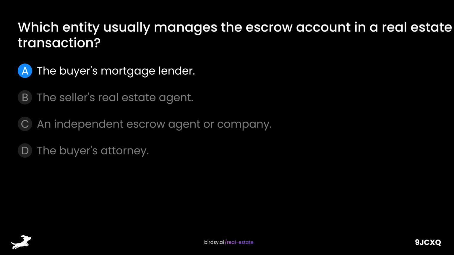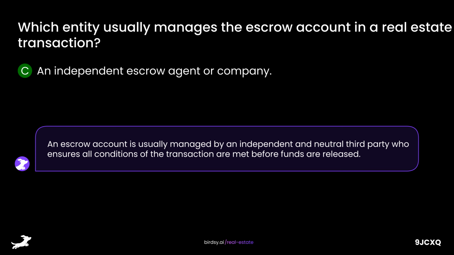Is it A, the buyer's mortgage lender, B, the seller's real estate agent, C, an independent escrow agent or company, or D, the buyer's attorney? The answer is C, an independent escrow agent or company. An escrow account is usually managed by an independent and neutral third party who ensures all conditions of the transaction are met before funds are released.